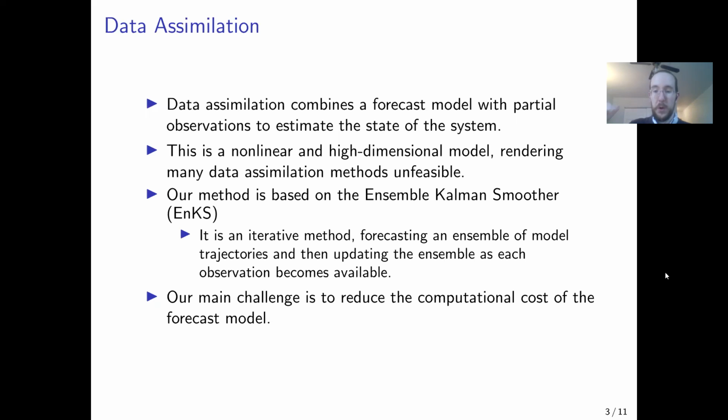At its core, the ensemble Kalman smoother is an iterative method. Essentially we have an ensemble of model trajectories, and we forecast that ensemble forward using our model. Then at each available observation, we update the ensemble based on the new information and then rinse and repeat, right? We forecast the ensemble forward, update, forecast, update, and so on. The main challenge for this particular method is going to be to reduce the computational cost of the forecast model. If we do that, we'll be able to use more ensemble members and have a richer statistical representation of the model state.